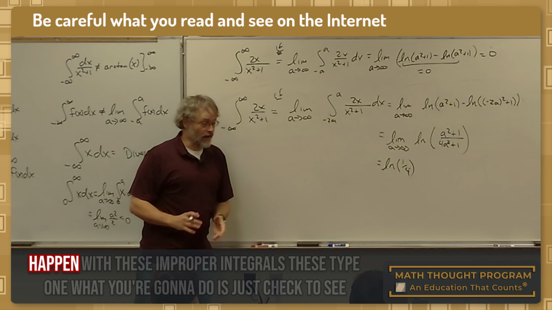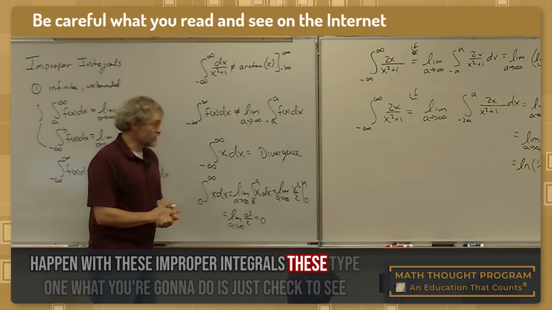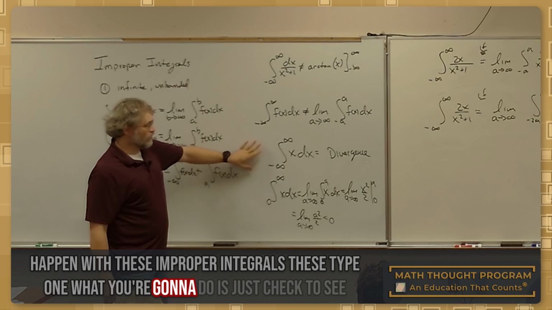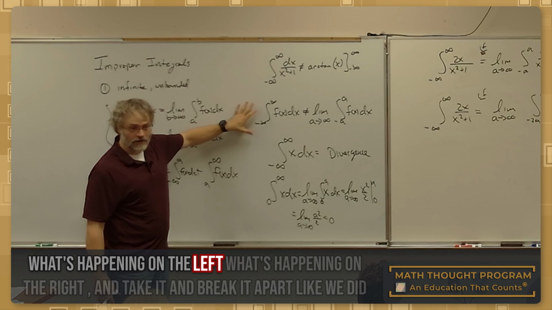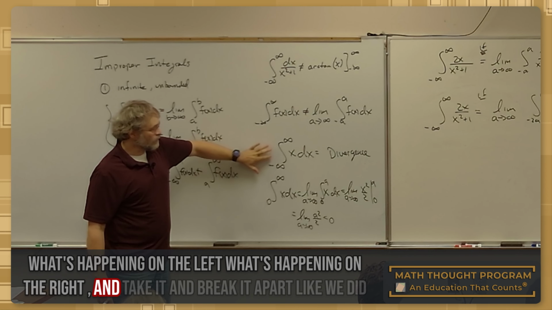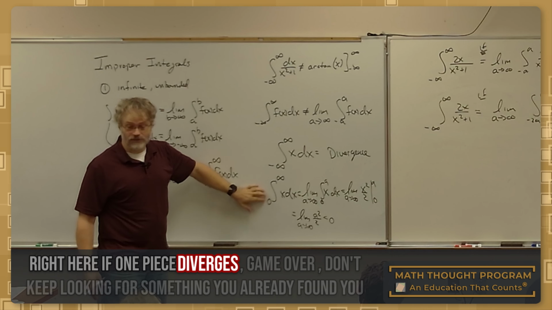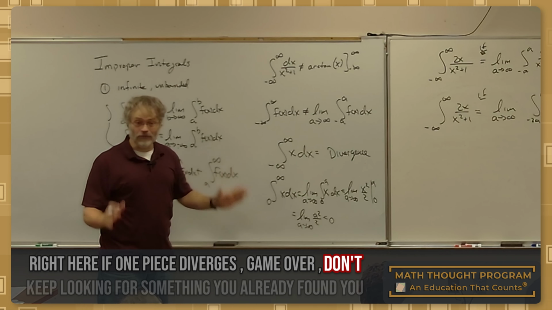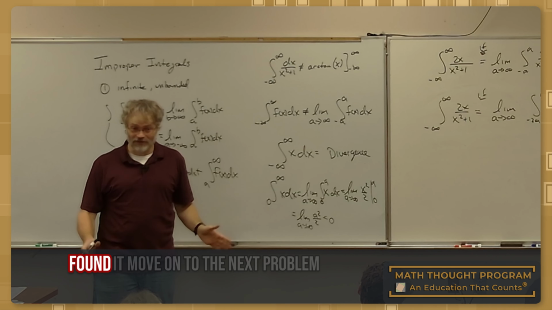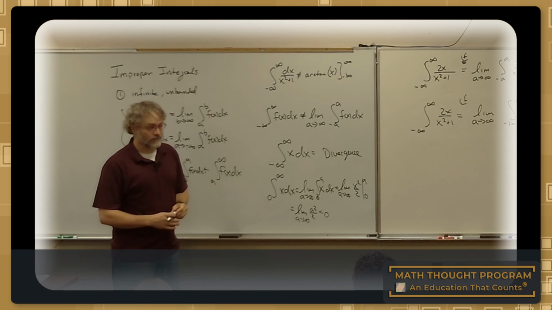If you want to see what's going to happen with these improper integrals, these type 1, what you're going to do is just check to see what's happening on the left, what's happening on the right, and break it apart like we did right here. If one piece diverges, game over. Don't keep looking for something you already found. You found it, move on to the next problem.